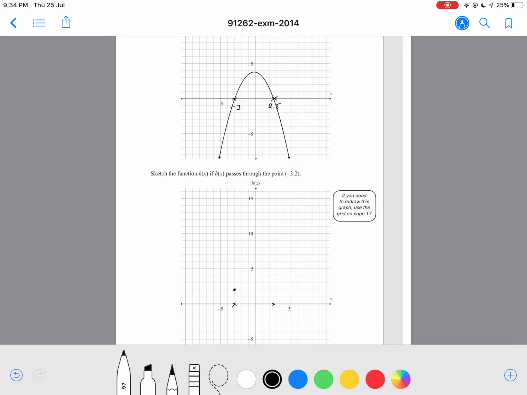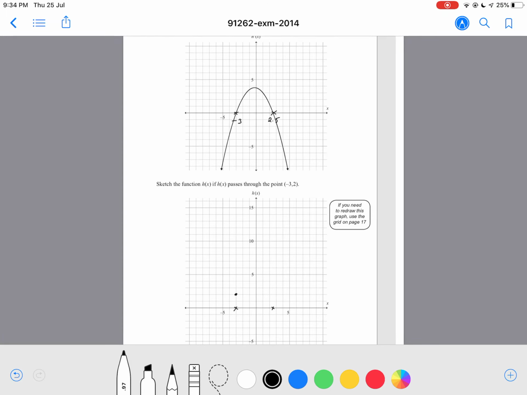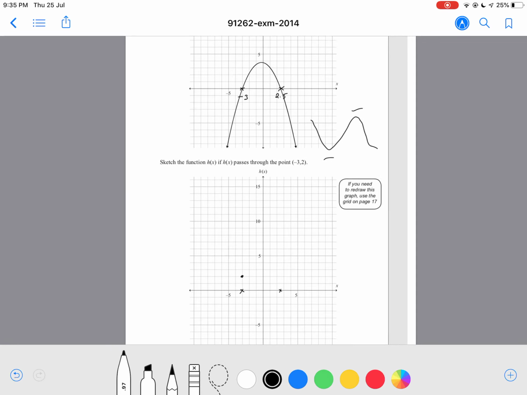And now, basically, you need to have a correct shape for your cubic graph. So how are you going to find the correct shape? The first thing you can tell is that this is a negative parabola, so therefore you have a negative cubic. So your cubic should look something like this. You're going to have your negative turning point first, and then you'll have a positive turning point.